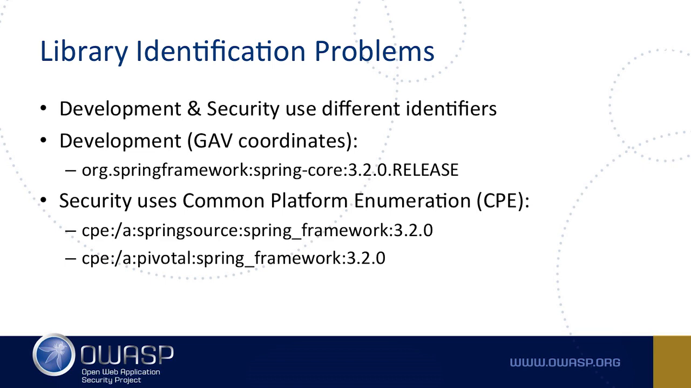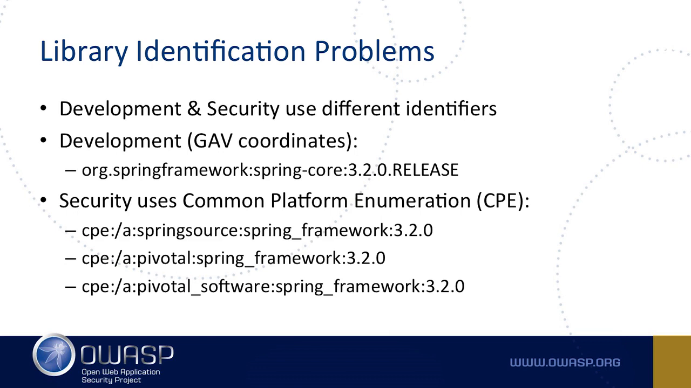So of course we have Spring Source, some CVEs for the version 3.2, and then we have some that are under Spring Source and Pivotal for different CVEs. Oh wait, we also have Pivotal Software because the people naming these things at the NVD aren't being very consistent sometimes, which isn't their fault. I mean, there's a huge amount of data that they have to go through.